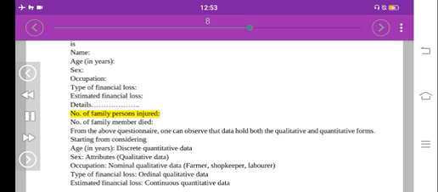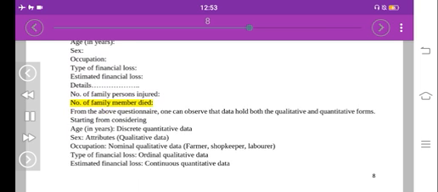No. of family persons injured. No. of family members died. From the above questionnaire, one can observe that data hold both the qualitative and quantitative forms. Starting from age in years, discrete quantitative data. Sex, attribute, qualitative data. Occupation, nominal qualitative data: farmer, shopkeeper, laborer. Type of financial loss, ordinal qualitative data. Estimated financial loss, continuous quantitative data.